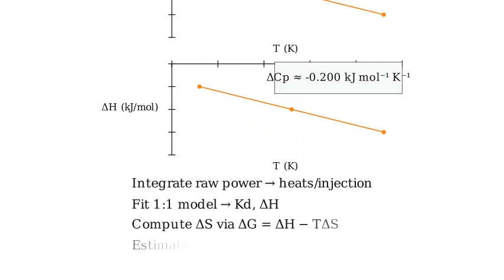Summary. 1. Integrate raw power to heats per injection. 2. Fit 1-to-1 binding model to estimate Kd and delta H. 3. Compute delta S from delta G equals delta H minus T delta S. 4. Estimate delta Cp from the slope of delta H versus temperature.